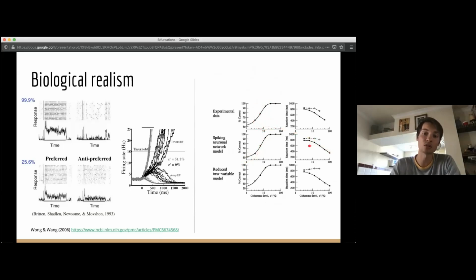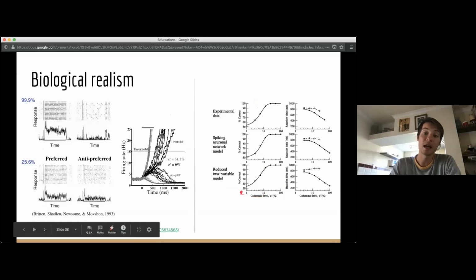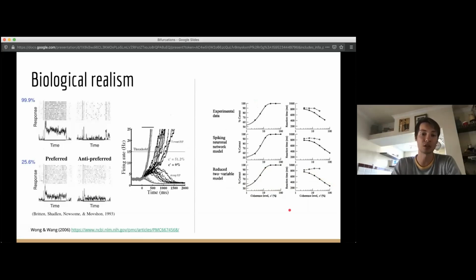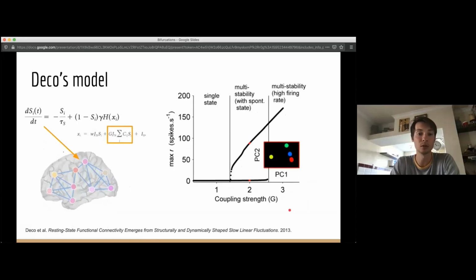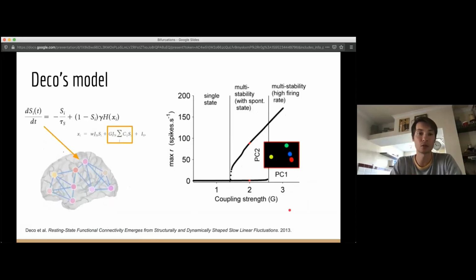The same goes for reaction times. But now when we reduce our model even further to these 2 dimensions, again, we can get a similar shape in terms of accuracy and also similar qualitative behavior in terms of reaction times. Okay, so I hope that this convinced you that this model is fairly biologically plausible, but also has a lot of explanatory power in terms of behavior.